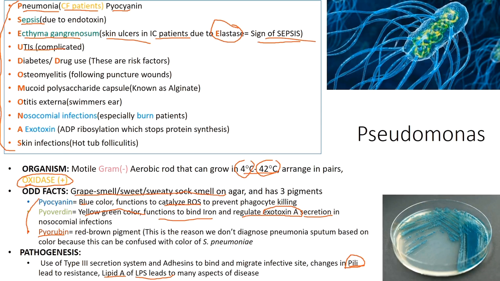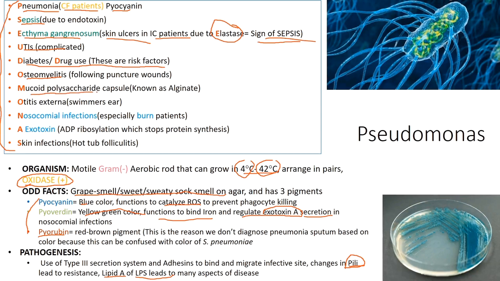UTIs, they cause more complicated ones associated with catheters and stuff like that. I remember Klebsiella can also do that as well. Diabetes and drug use are your Ds, and these are risk factors that you find for Pseudomonas as well. Osteomyelitis, so this is following puncture wounds, is where you're going to find Pseudomonas causing that.